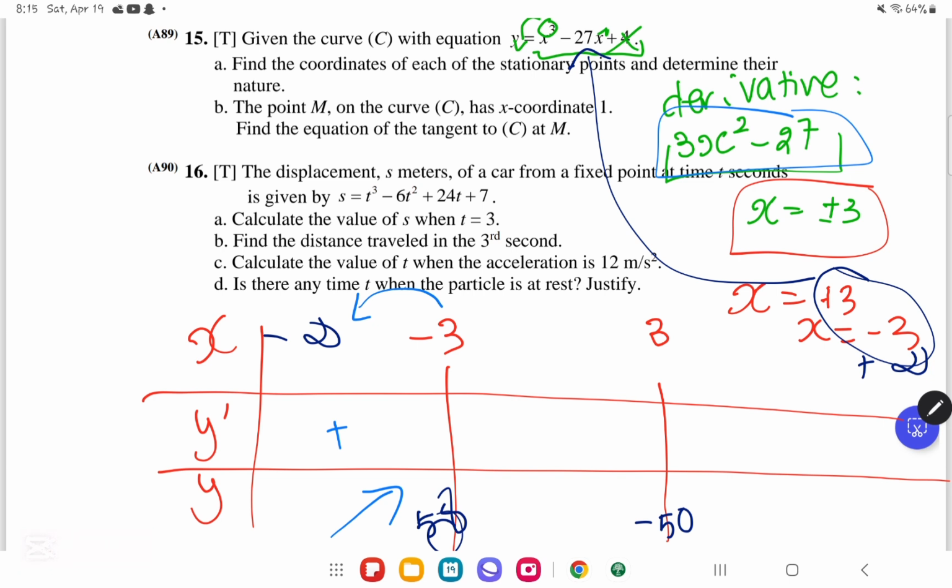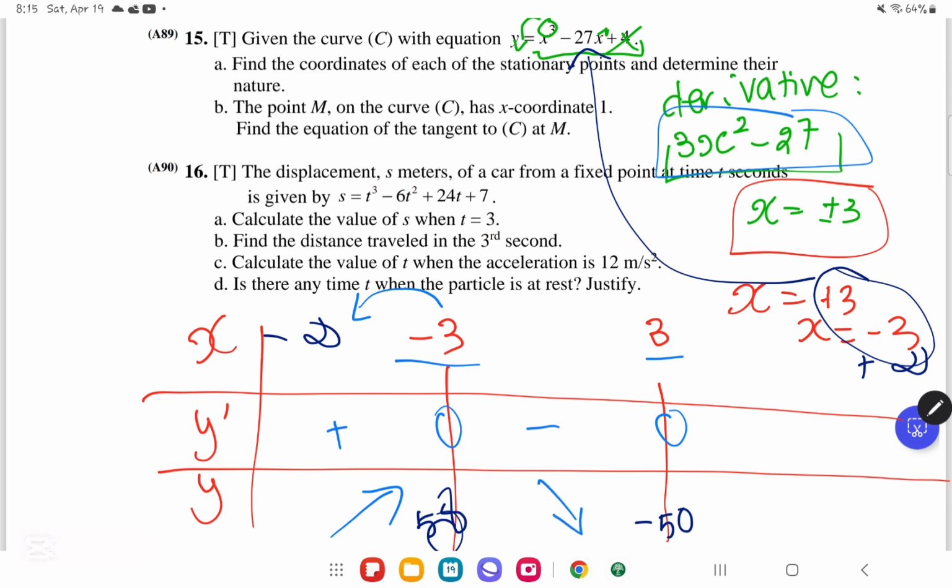Now, don't forget to put your zeros over here, because at minus 3, it's going to be 0, and at 3, it's going to be 0. Why? Because if you replace them in the derivative, they're going to give you an answer of 0. Now, we need to choose a number in between minus 3 and 3. Let us say, for example, we chose the value of 1.